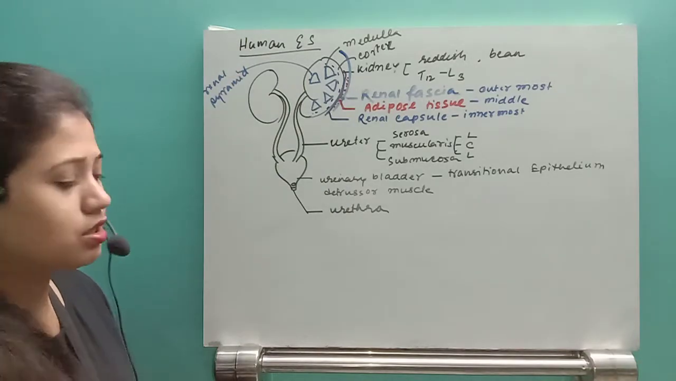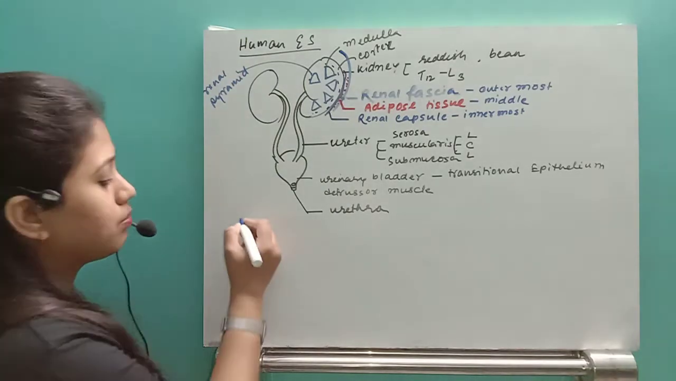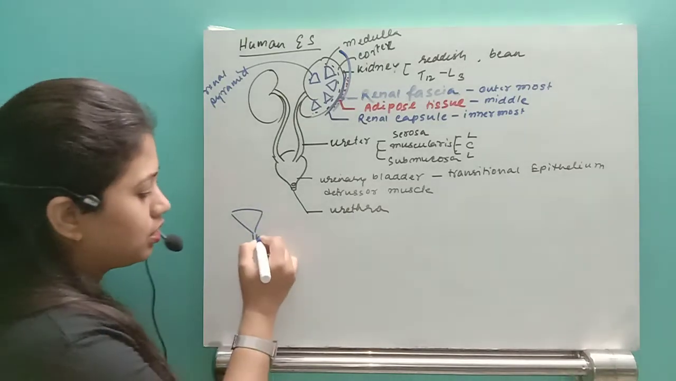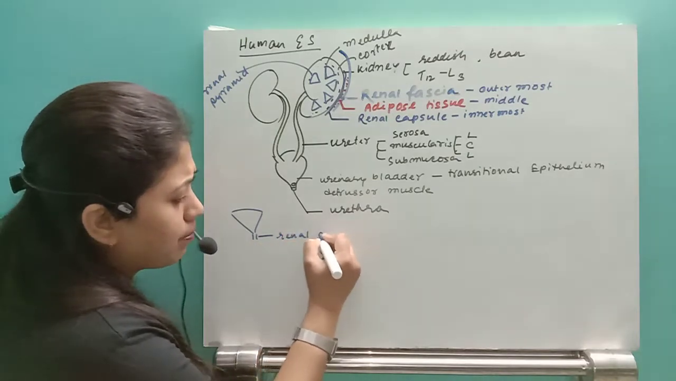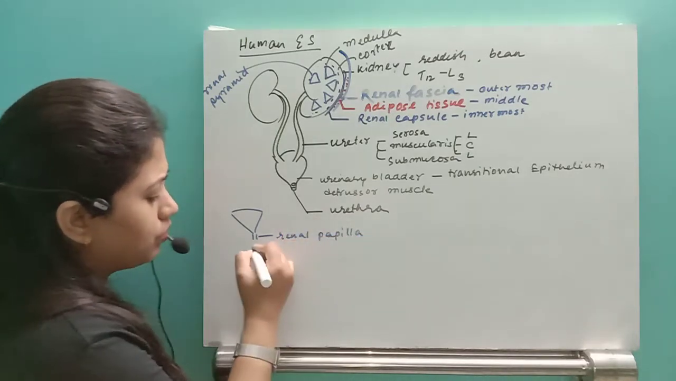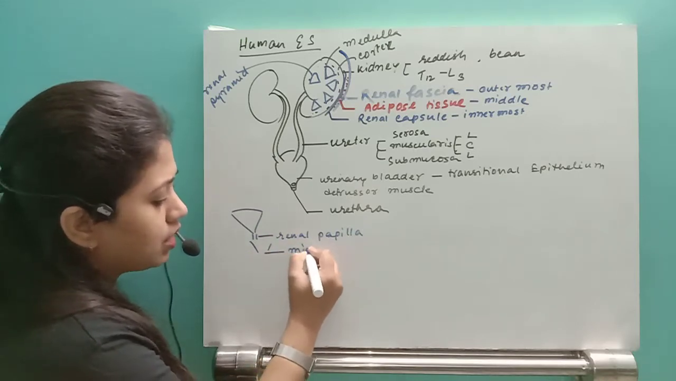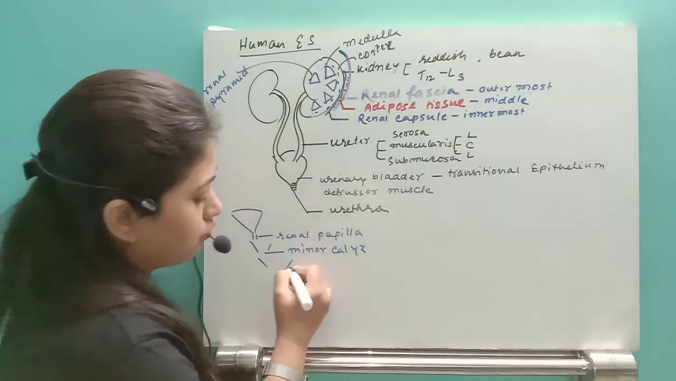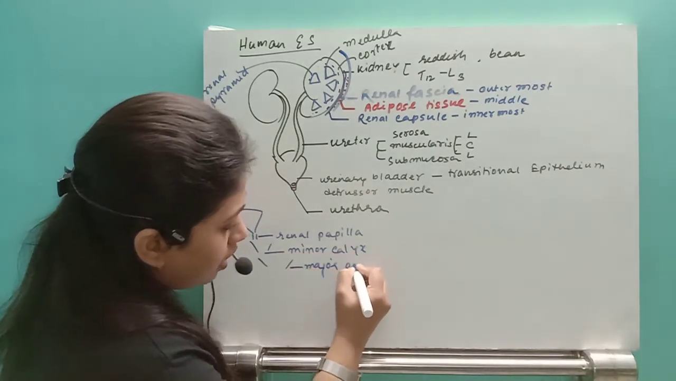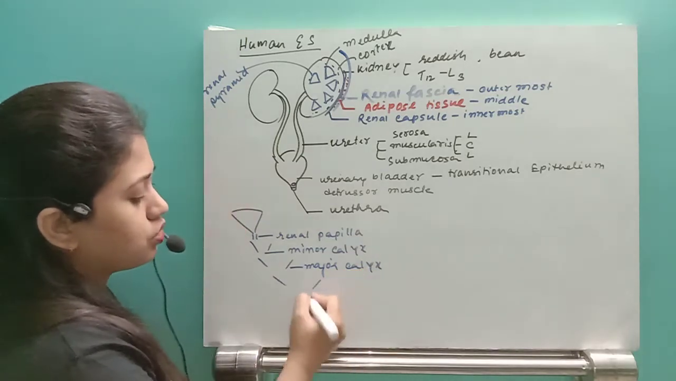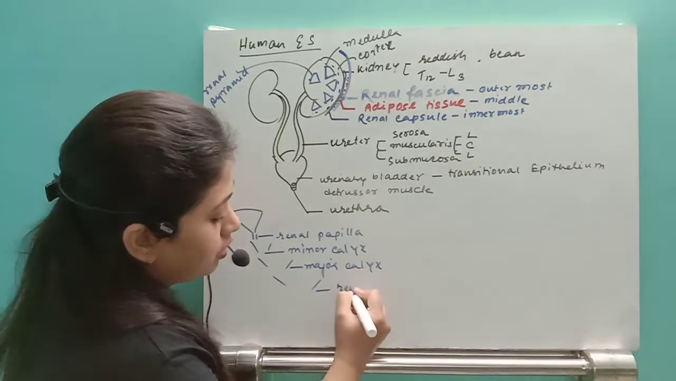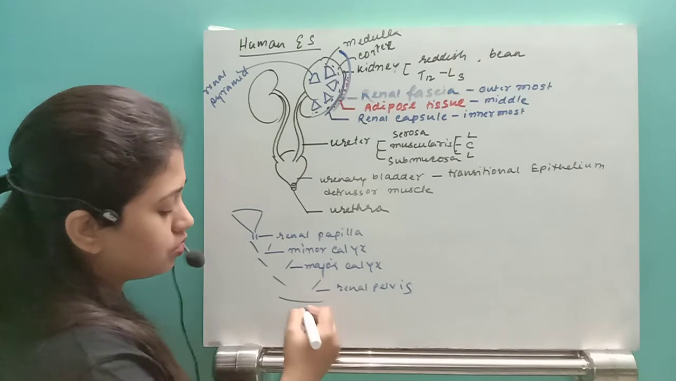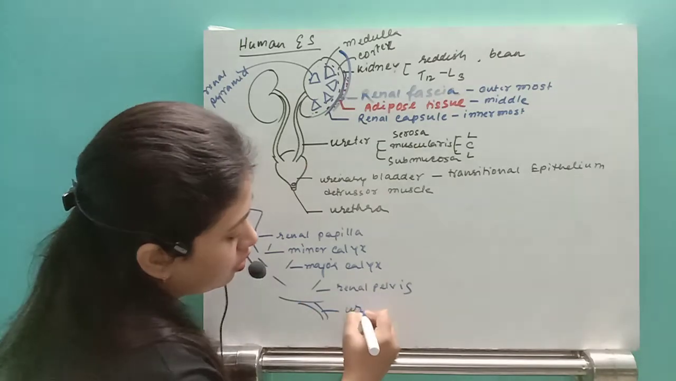So from the renal pyramid, the part that is coming out, the end part. Suppose this is the renal pyramid, from the renal pyramid one duct will rise, which will be called the renal papilla. 2-3 renal papillae will join to form the minor calyx. 2-3 minor calyces join to form the major calyx, and all of the major calyces will join to form the renal pelvis. And eventually the renal pelvis comes outside the kidney, and that will be called the ureter.